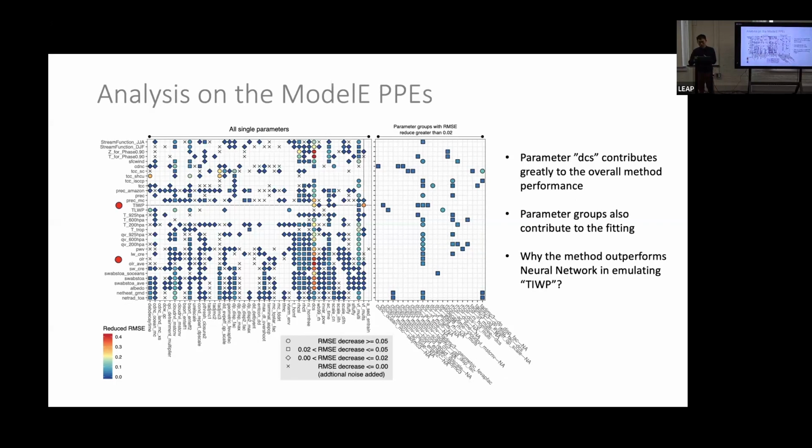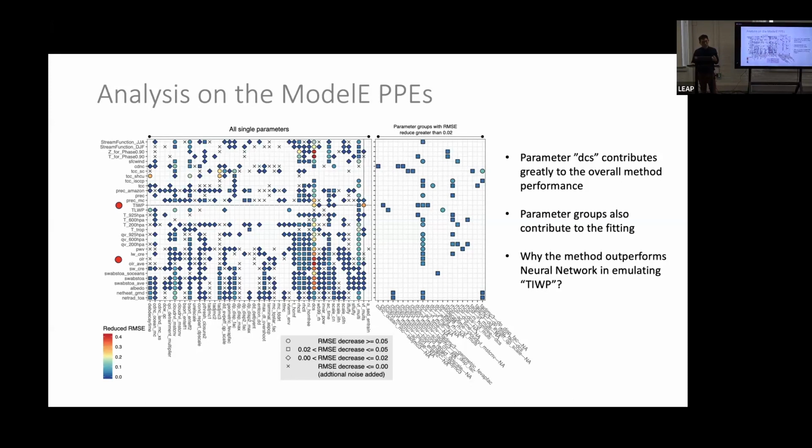And on the right pane, these are all parameter pair or group contributions. So they also play a role. We cannot ignore the contribution of parameter pairs. This figure also explains why we emulate the variable TIWP very well: there's only this one parameter, you can see it on my mouse here, VF mod S, that's the only single parameter that contributes to this variable.